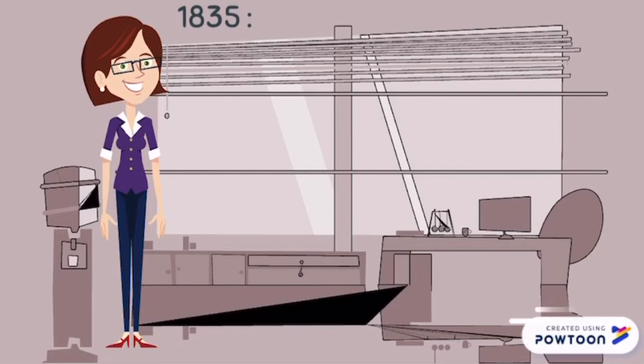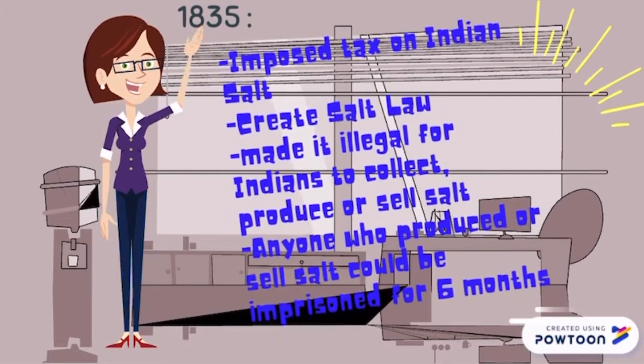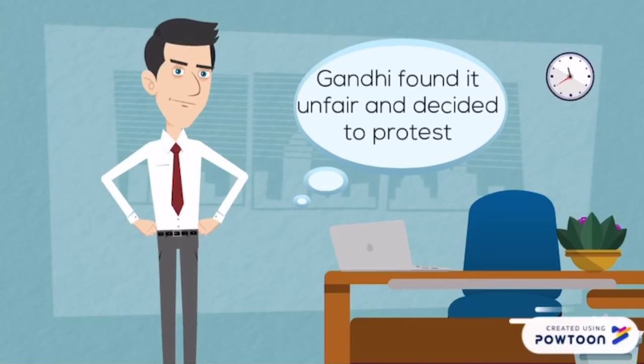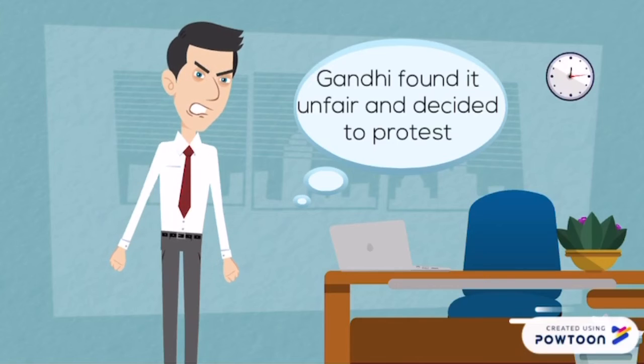In 1835, the British government imposed tax on the Indian salt. They created salt law and made it illegal for the Indians to collect, produce, or sell salt. Anyone who produced or sold salt could be imprisoned for 6 months. Gandhi found this unfair and decided to protest.